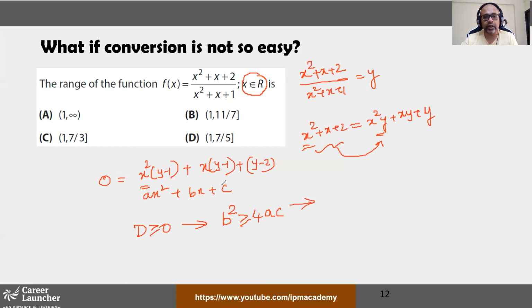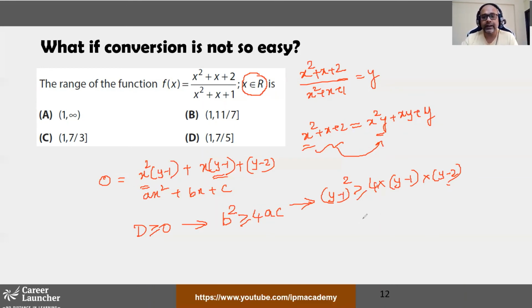And this gives me, what is my b? My b is y minus 1. So y minus 1 whole square greater than or equal to 4 into, what is a? A is again y minus 1, and c is y minus 2. Okay, only in this condition. So from here, I will try to solve for my y.